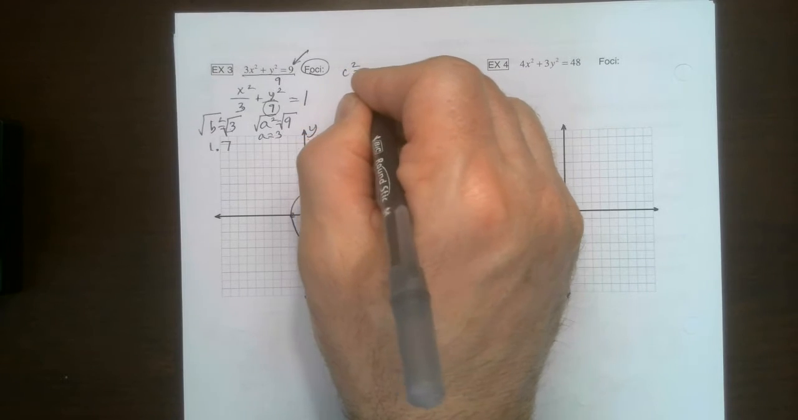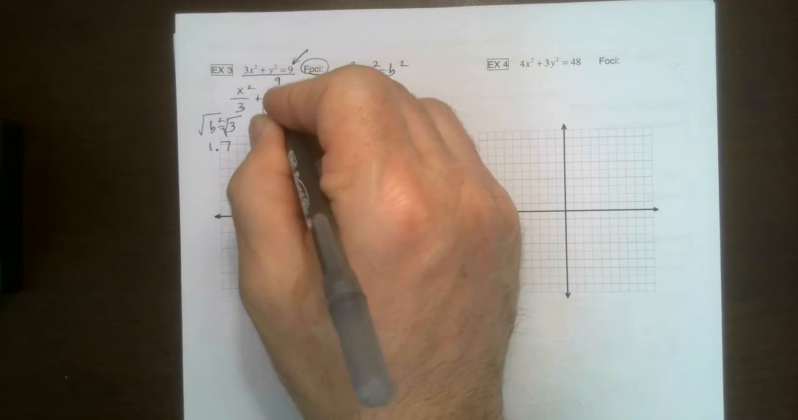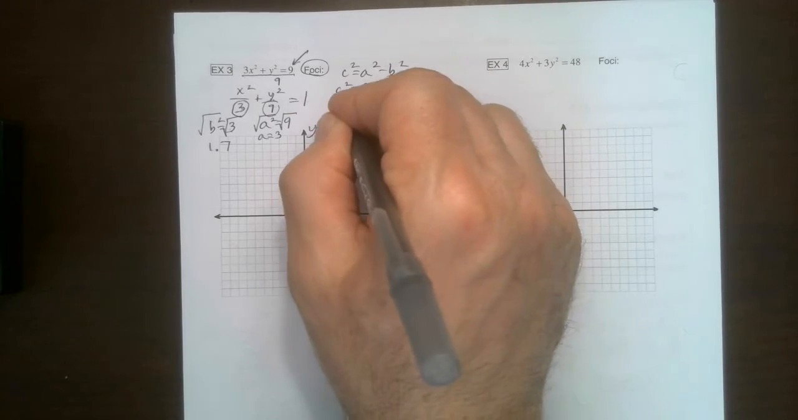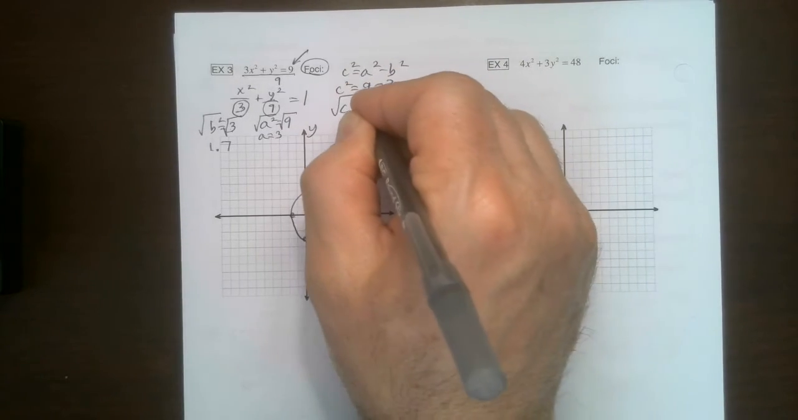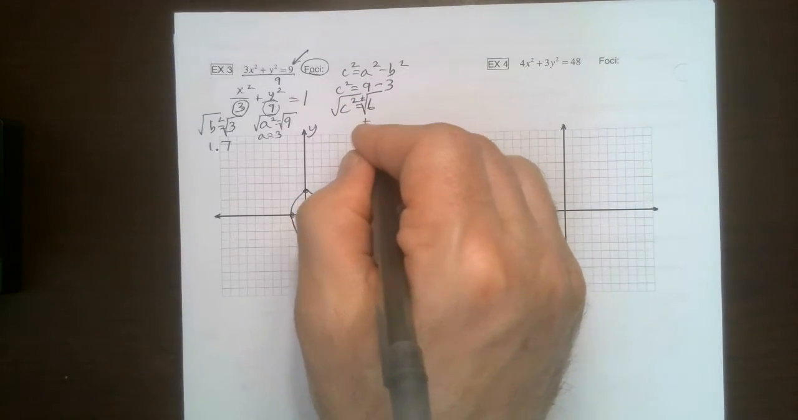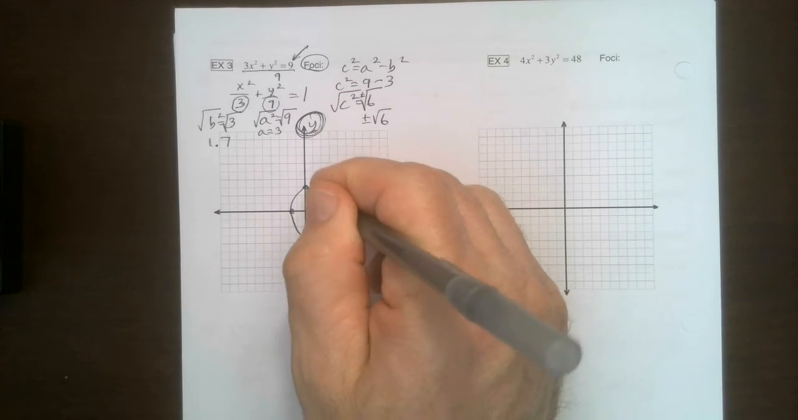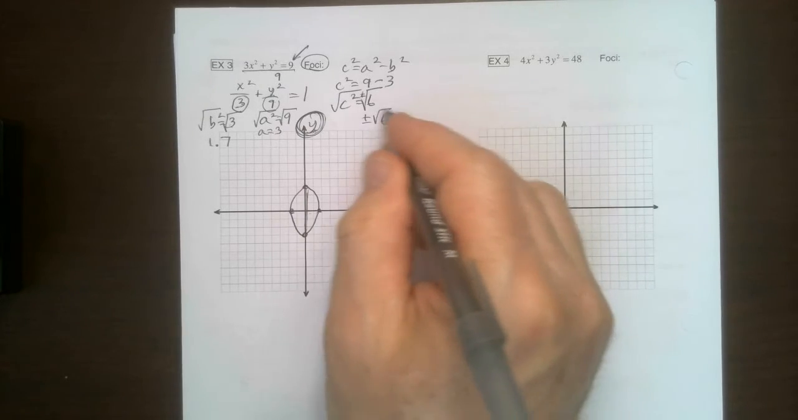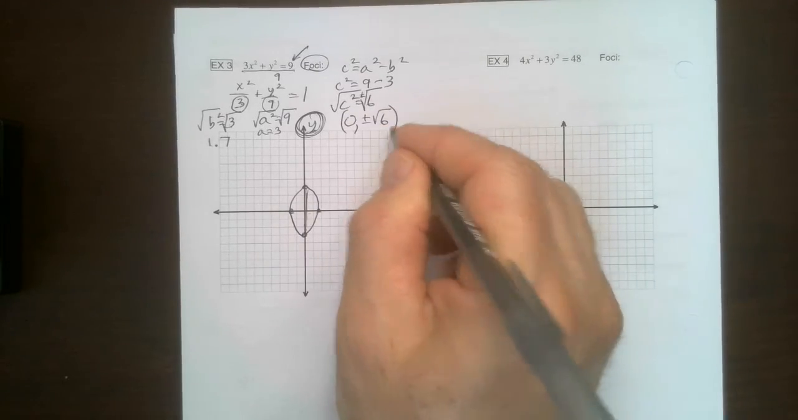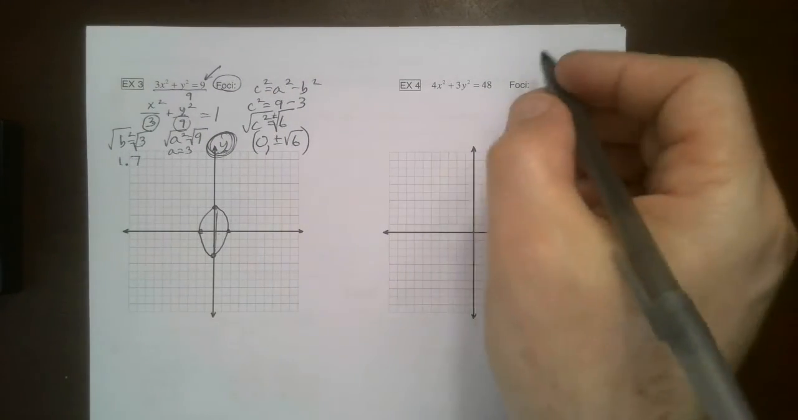Remember the formula. C squared equals a squared minus b squared. So c squared equals the bigger number in my denominator, which is 9, minus the smaller number in my denominator, which is 3. So I get c squared is 6. Take the square root, bada boom, bada bing, do the right thing. And I get plus or minus the square root of 6. Remember, my y-axis is my major axis. It's longer. So I got to make sure however I write this point needs to end up on my y-axis, and that would only happen if I put the 0 in the front and plus or minus square root of 6 in the back.